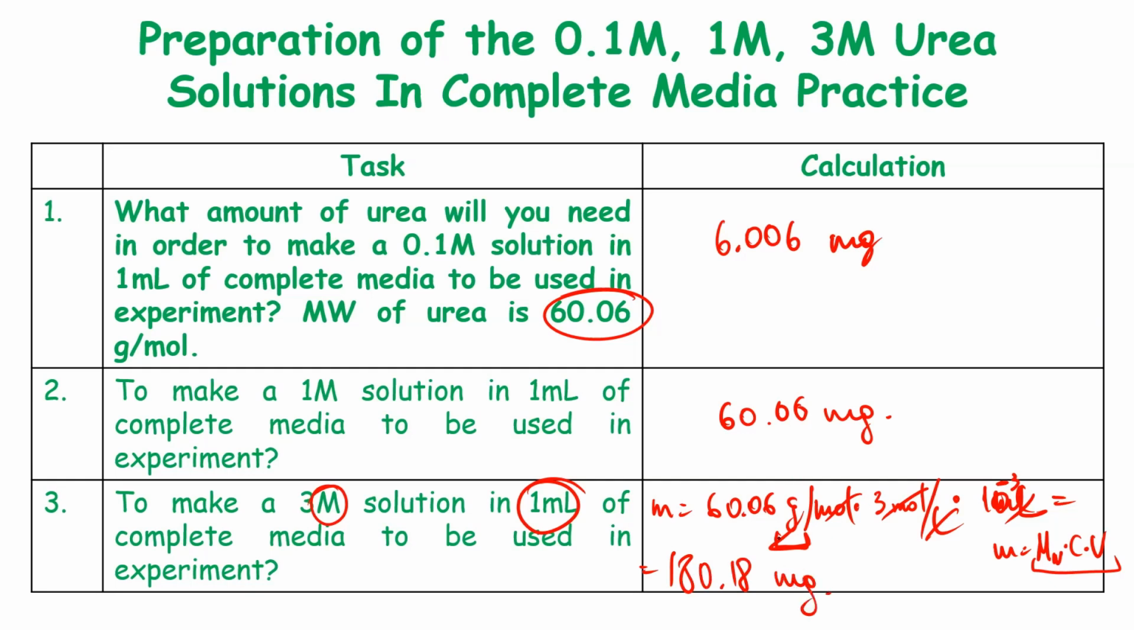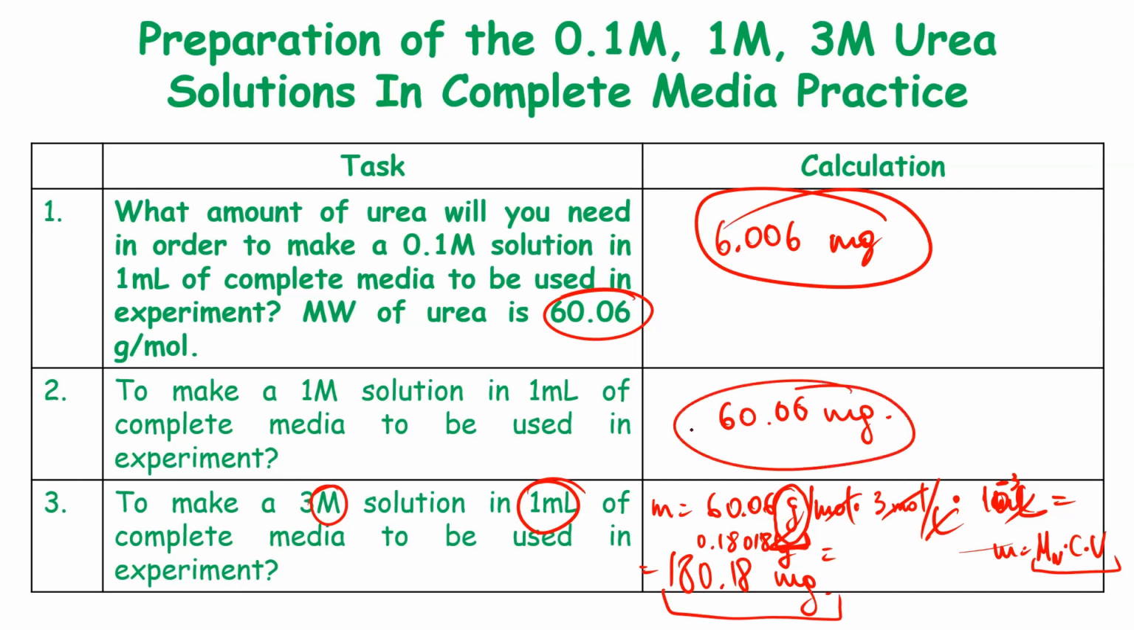Milligrams. That is nice, but again, as in previous tasks, first you get the mass in grams and then you convert it to milligrams. If you just do this calculation, you don't get 180, you get 0.118 grams, and then you convert it to milligrams. That is nice, and we are left with the real numbers that we're going to use for our experiment.